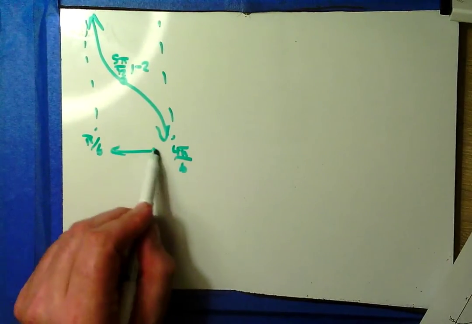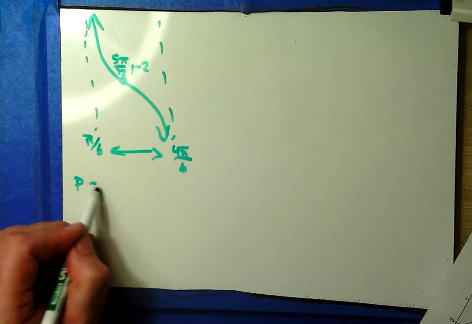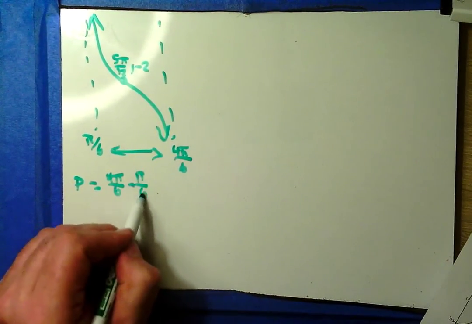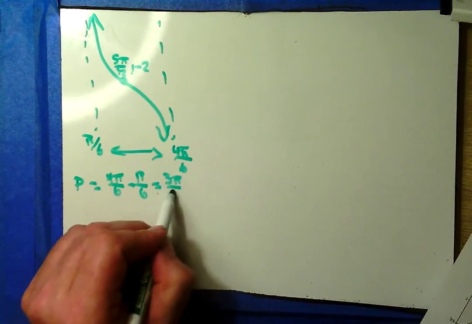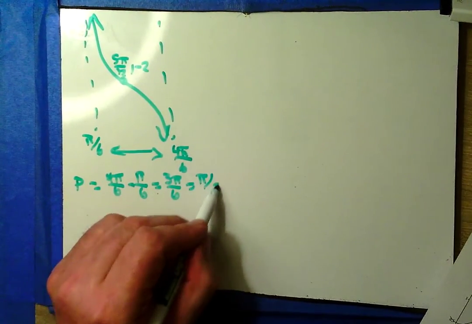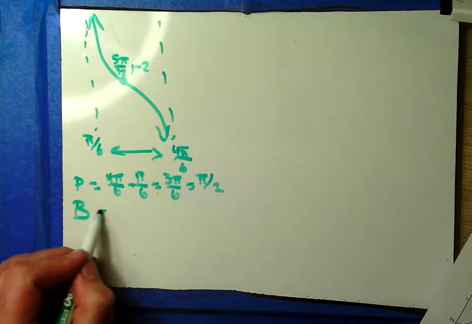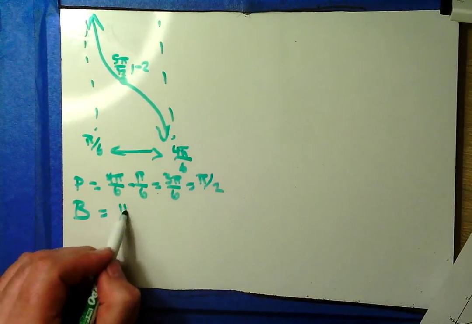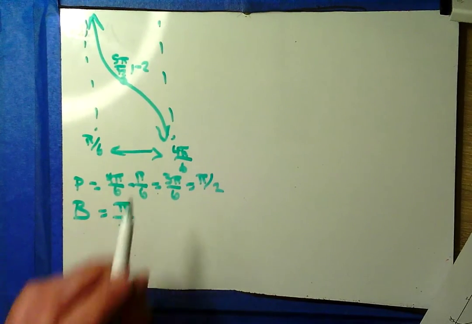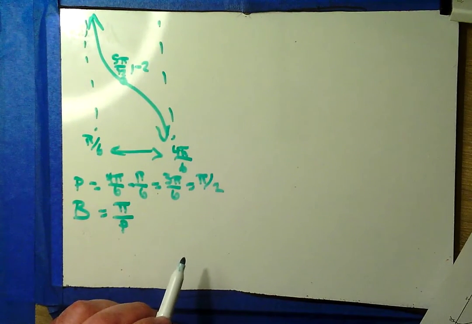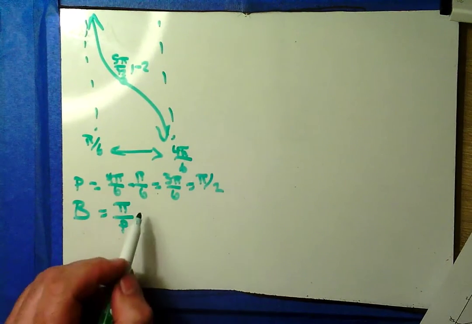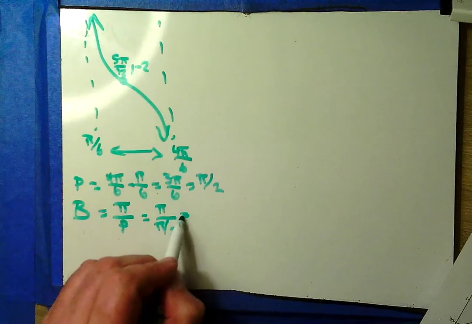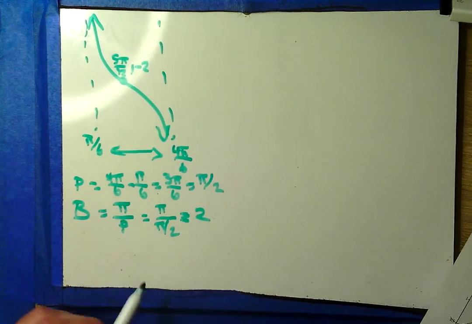The period is the distance between these, so period equals 4 pi over 6 minus pi over 6, which is 3 pi over 6, or pi over 2. And if I'm looking for my b value here, remember, it's not 2 pi over the period, it's pi over the period, because we're talking about tangent and cotangent, and the normal period for tangent or cotangent is pi. So we've got pi over 2, so I get a b value of 2.